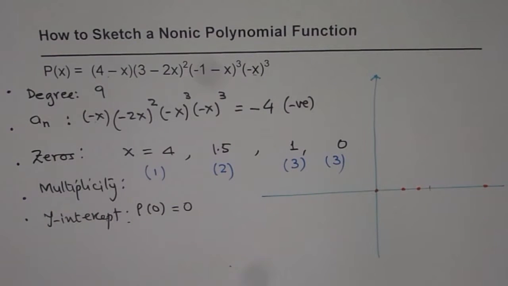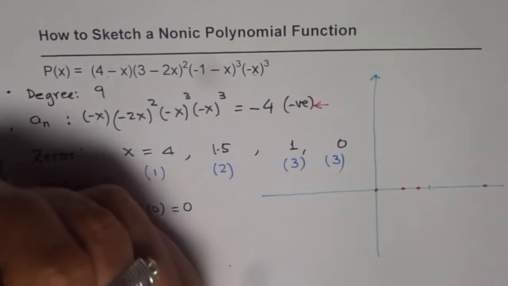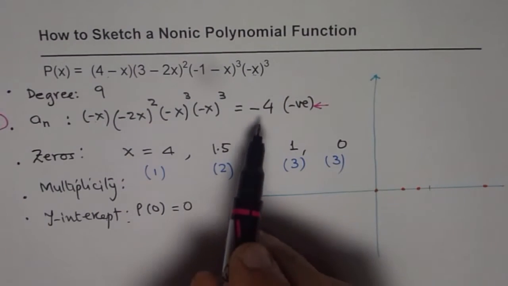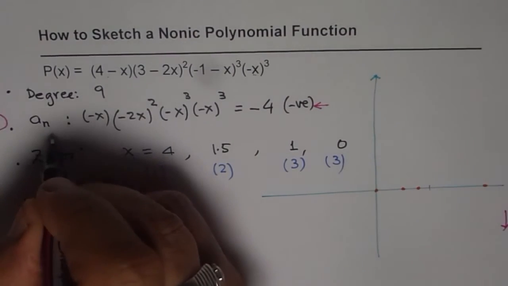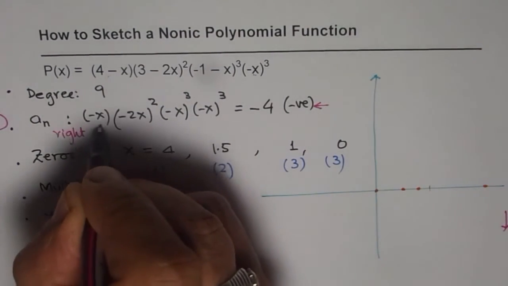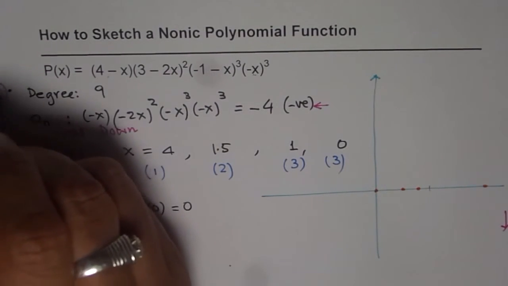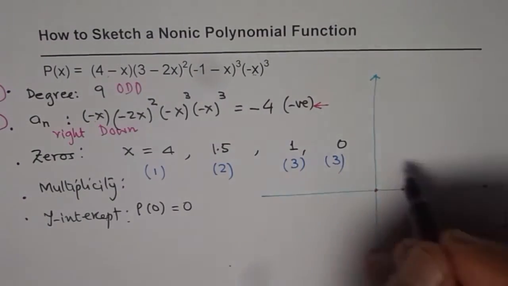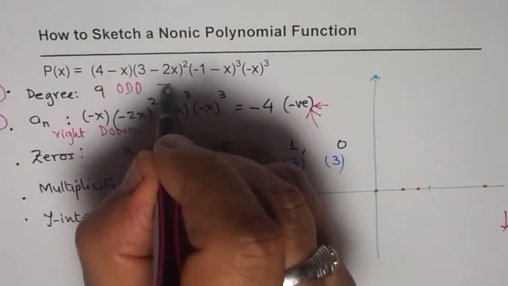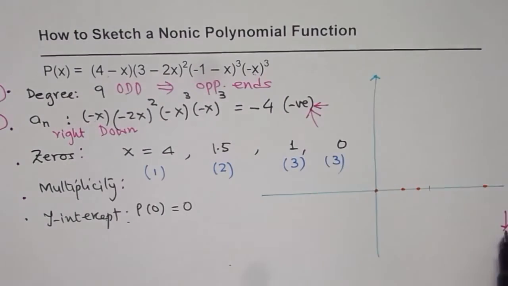Now we have placed the zeros there, but now let's begin to sketch the function. Sketching starts with the leading coefficient. This normally is our first point. Negative leading coefficient means right side down. So right side is down for us. Second thing which we have to look into is degree. Odd degree, right? That means opposite ends. So this will kind of go like this. So that implies opposite ends. So right side down, opposite ends.